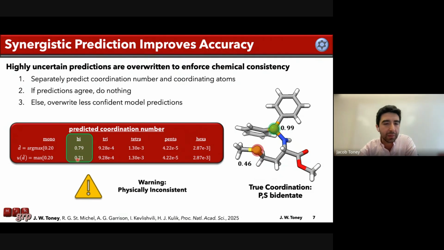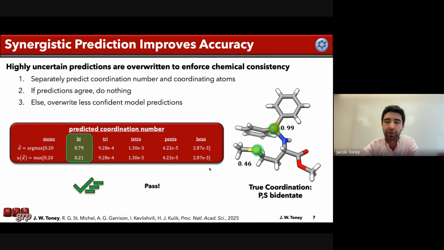So if we predicted 0.79, that is 0.21 uncertainty because it's 0.21 away from a true confident prediction of 1. In this case, the uncertainty is 0.46 because that's the largest distance from 0 to 1. The coordinating atoms model is more uncertain. We pick the next most confidently predicted atom and return it. And now we correctly return the coordination mode that's observed experimentally. This little synergistic algorithm is straightforward to implement and straightforward to execute across the entire data set. It's very cheap, but doing so increases accuracy of both models to roughly 90%.